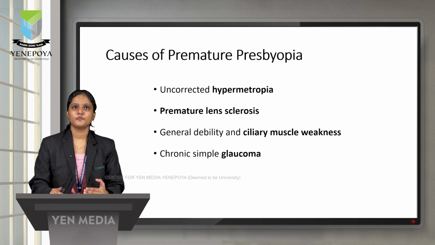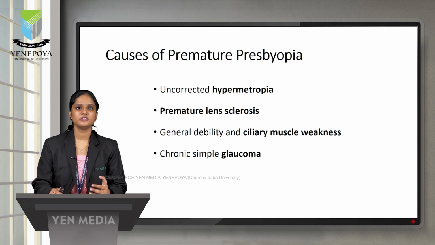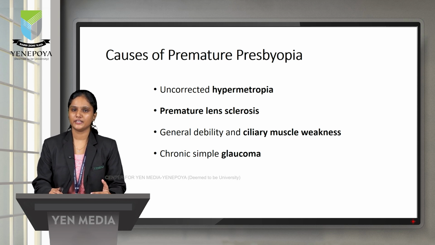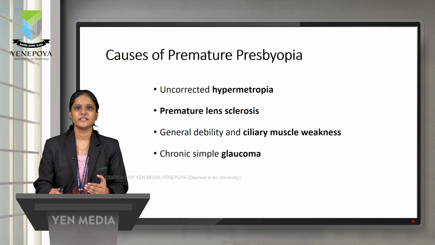And coming to the causes of premature presbyopia, presbyopia mostly occurs at the age of 40 or 45, and presbyopia occurring before the age of 40 years is called premature presbyopia. The causes of premature presbyopia are uncorrected hypermetropia, premature lens sclerosis, general debility and ciliary muscle weakness, and chronic simple glaucoma.